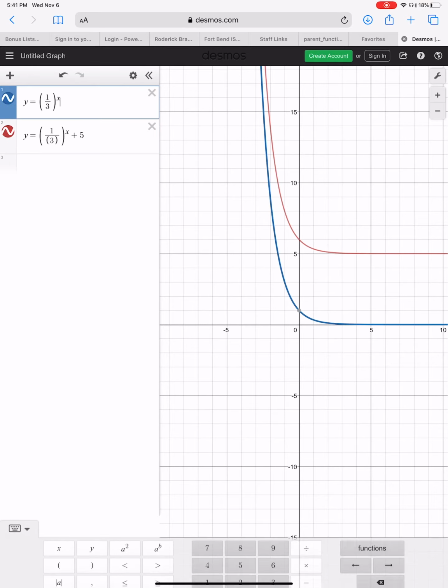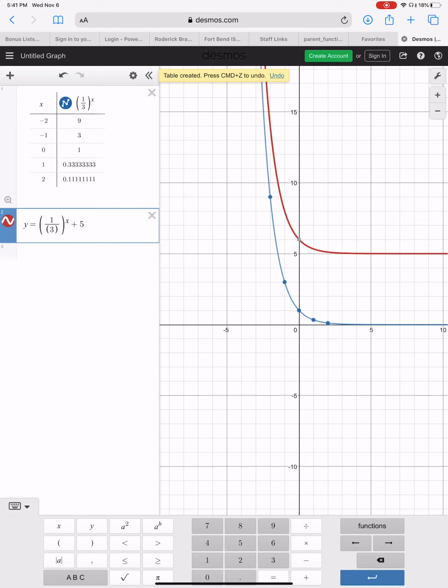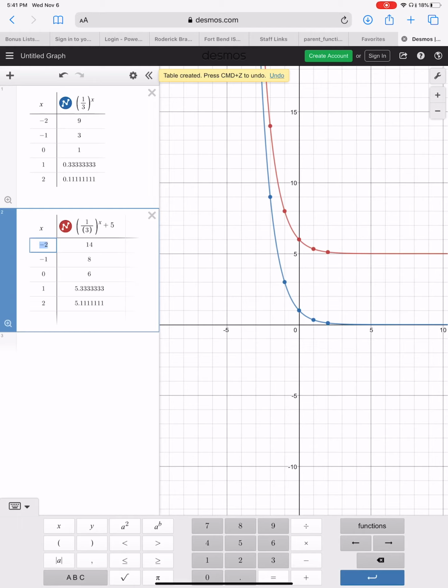So not only that, if I open up the table for each one, we see that the x values didn't change. The original function, my parent function, had a 9 when x was -2. But on my relative function, it had a 14 when x was -2. So what's the change right there? If I add 5 to 9, I'll get 14.